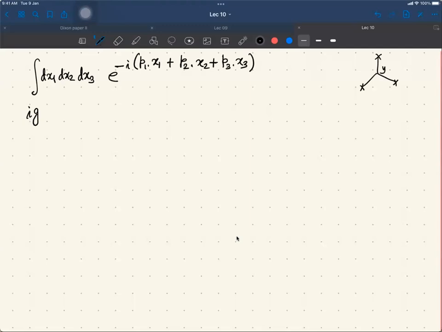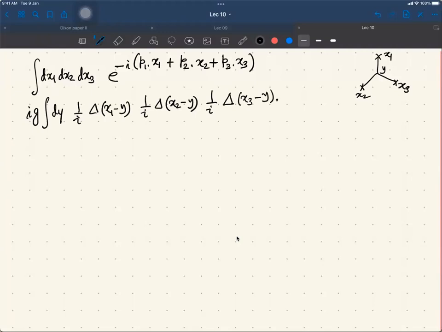The vertex is at y. These are x1, x2, and x3. So the vertex factor is i times g times the dy integral, 1 over i delta x1 minus y, 1 over i delta x2 minus y, 1 over i delta x3 minus y.